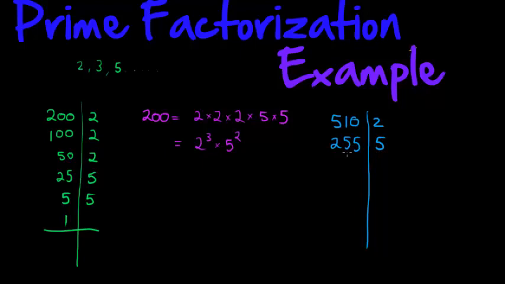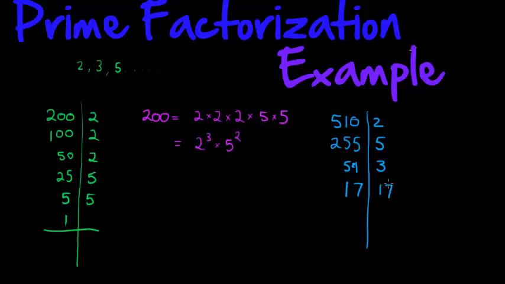5 goes into 25 5 times, and into 5 once. Okay, so now I've got 51 left. 51 can be divided by 3 because 5 plus 1 is 6, and 6 is divisible by 3. So 3 goes into 5 once. 2 remains, so 21. 3 goes into 21 7 times. So this is 3 and this is 17.